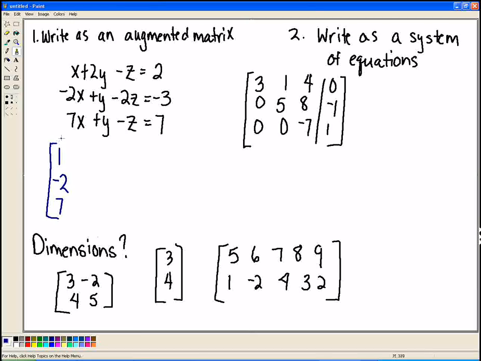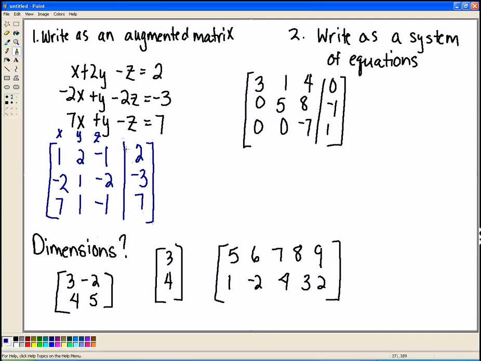That's my column, my x values, in other words, my x coefficients. My next column is going to be my y coefficients. In this case, I have a 2, a 1, and a 1. My third column is going to be my z coefficients, -1, -2, -1. And we call this an augmented matrix because I'm going to draw a straight line, straight down, and write my right hand side, or my constants, which is 2, -3, and 7.